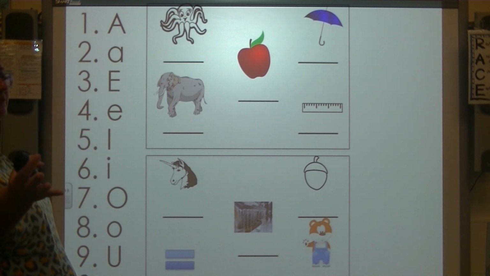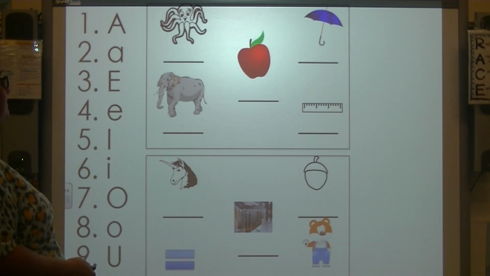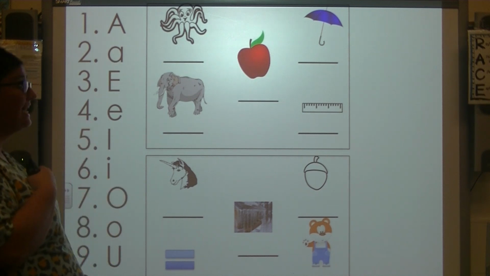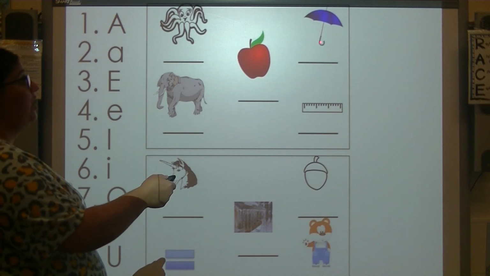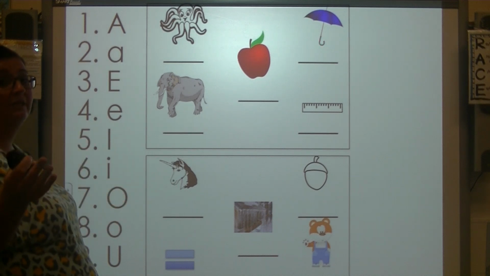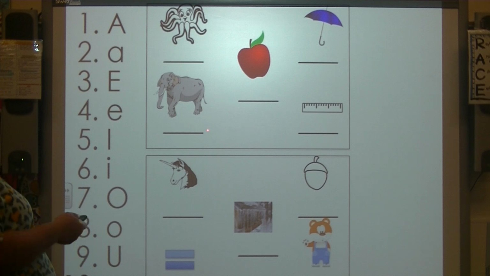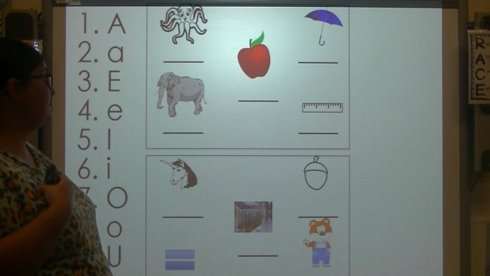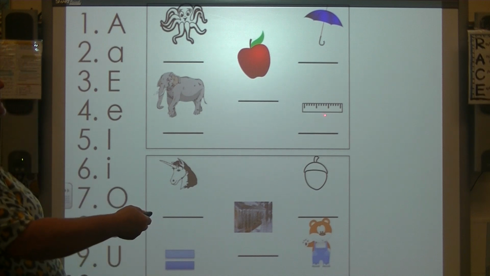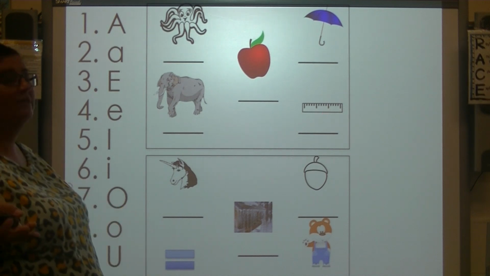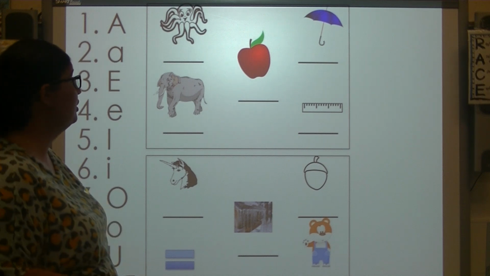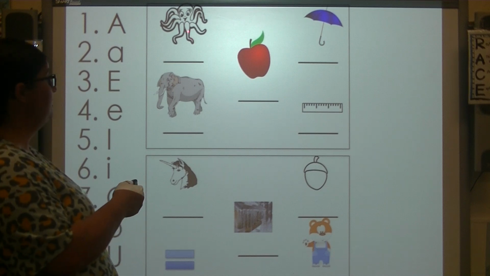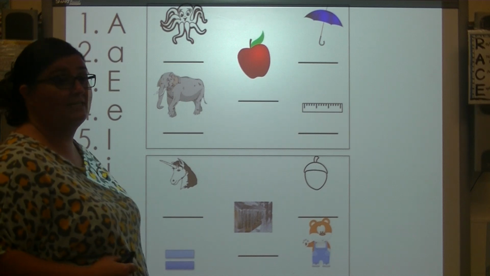Octopus. Yes, octopus. Apple. Yes, apple. Umbrella. Yes, umbrella. Elephant. Yes, elephant. Inch. Yes, inch. Your turn. Write the lowercase vowel that you think each picture begins with.